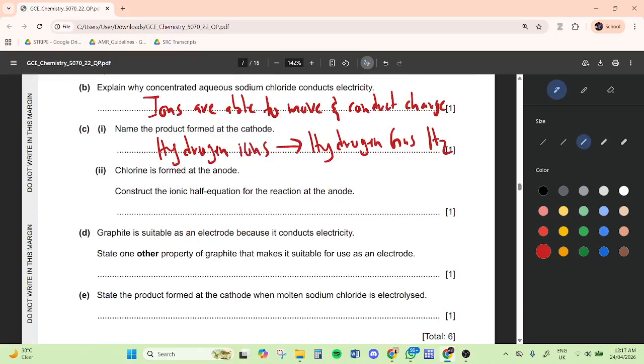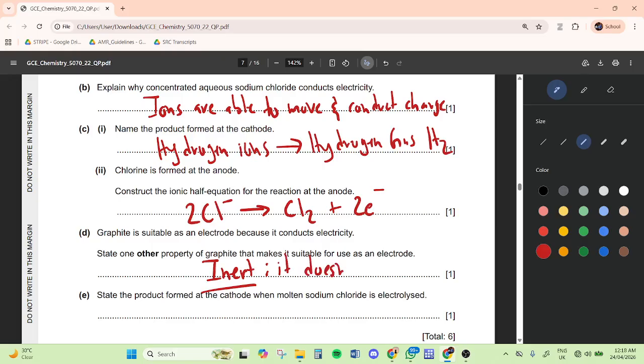Construct the ionic half equation for the reaction at the anode. So you've got your chloride ions, and they're going to release the extra electrons that they have. So you're going to get chlorine gas plus 2 electrons. Graphite is suitable as an electrode because it conducts electricity. State one other property of graphite that makes it suitable for use as an electrode. Very simple. Everyone should know this. Graphite is inert. It doesn't react.